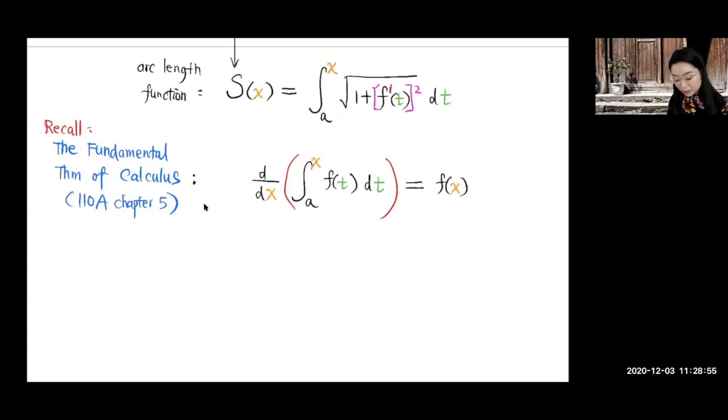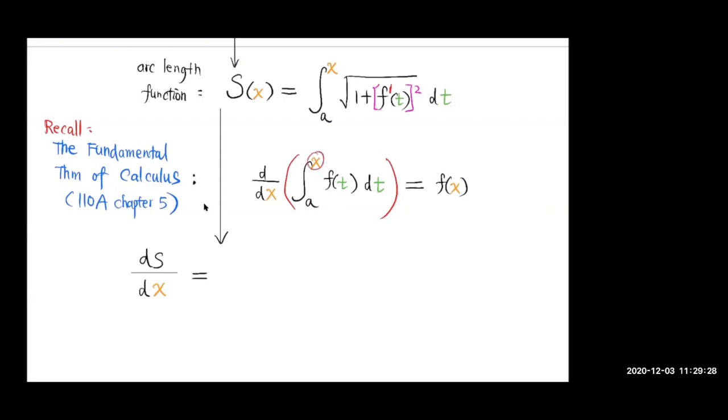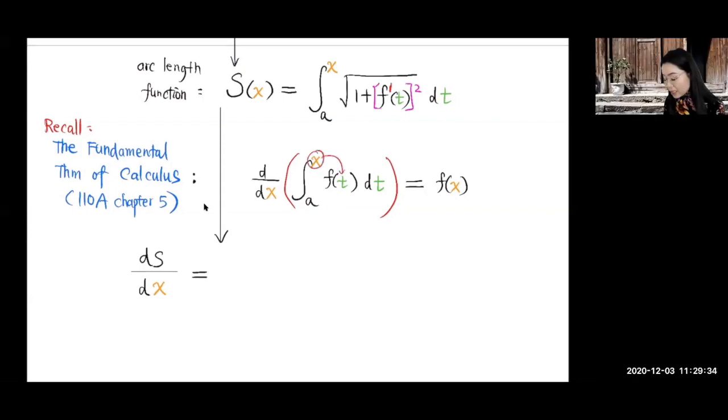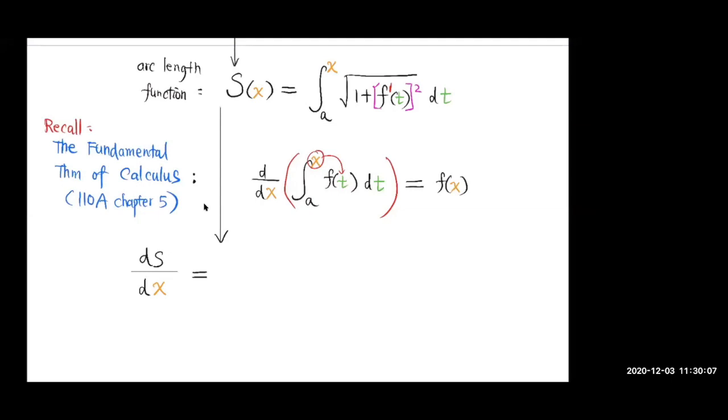So we're going to differentiate this function with respect to x. Then what do you end up with by this? You are integrating this function from a constant a to x. Later on, you differentiate this with respect to x. According to this, what do you get? You get back the same function that you start with. What is the function that you start with? The square root of 1 plus f prime x squared.